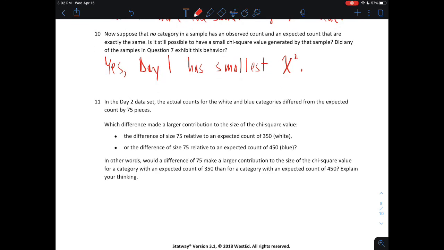So then finally, number 11. In the day 2 data set, the actual counts for the white and blue categories differed from the expected count by 75 pieces. Which difference made a larger contribution to the size of the chi-square value? The difference of size 75 relative to an expected count of 350 white, or the difference of size 75 relative to an expected count of 450 blue? In other words, would a difference of 75 make a larger contribution to the size of the chi-square value for a category with an expected count of 350 than for a category with an expected count of 450?